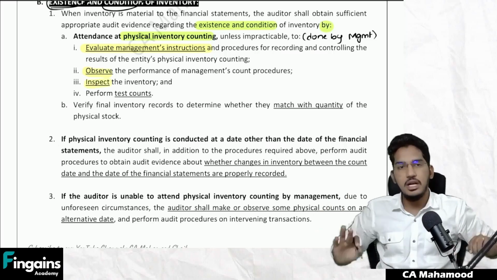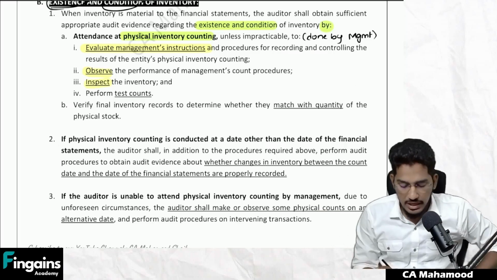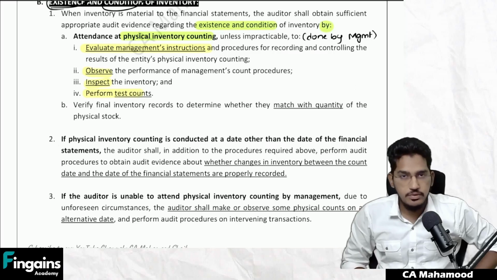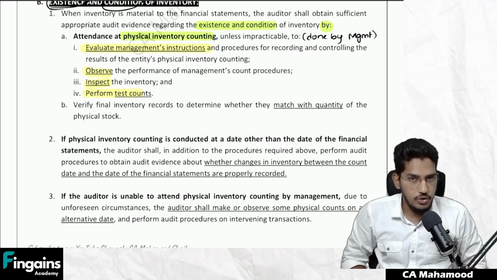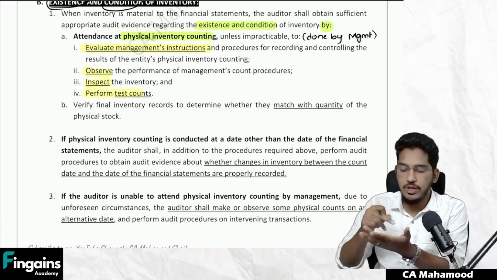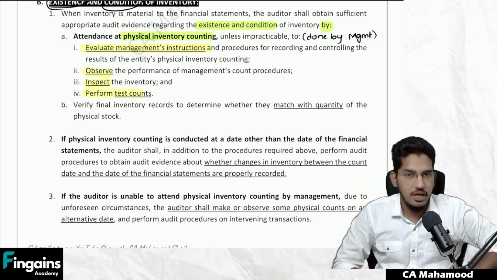By continuously sitting and observing, if you are feeling bored, go there and randomly check the quality of the stock. And if you are feeling even more bored, you can even perform test counts also. What else can you do? Randomly you go to some items and do the test counting on your own. You check, for example, one item is there, so as per the records some 20 quantity should be there. I will go and count whether really 20 quantity is physically there in the warehouse or not.